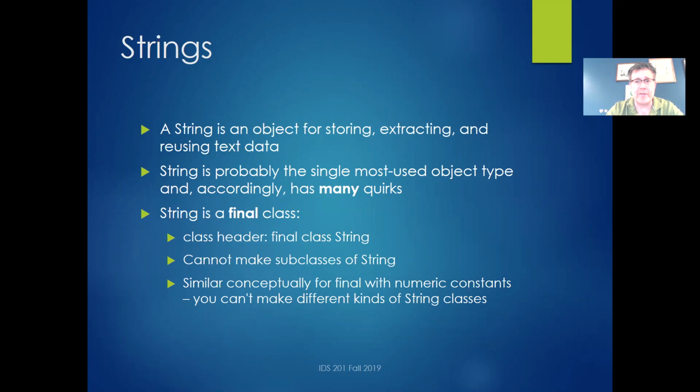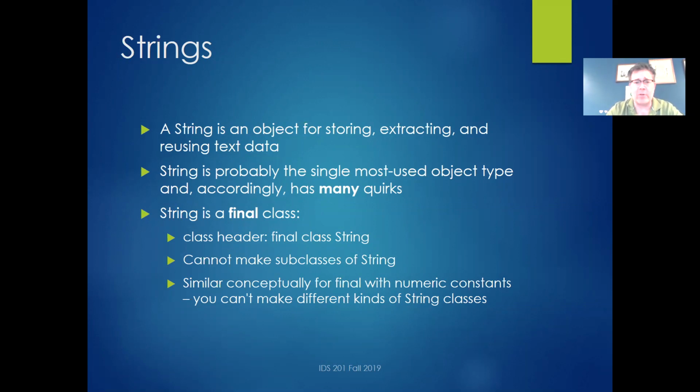Now, string is probably the single most used object type in Java, and accordingly, there's a lot of quirks, right? This is analogous to anything with languages. Simple words, basic words, foundation words of a language tend to have a whole lot of different meanings. It's kind of the same way with string. Because it's so foundational and so widely used, it's become a bit of a Swiss Army knife class. So there's a lot of special things about it.